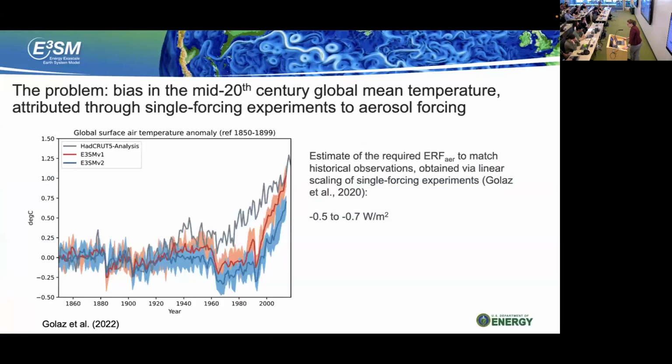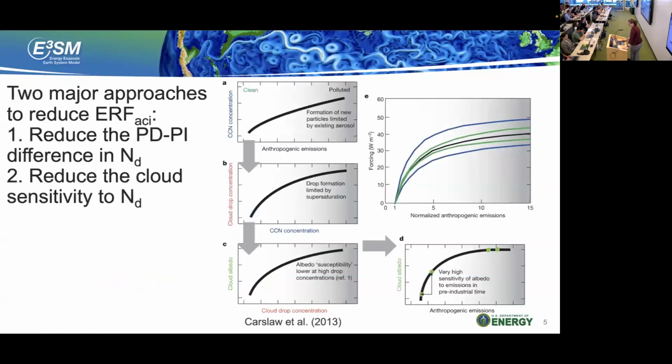So the problem that we had in version 1 and version 2 of E3SM, and you may have seen this figure before earlier this week, was that we had a very strong cooling in the mid-20th century when anthropogenic aerosol emissions are particularly strong. And in the overview paper, Golaz et al. 2022, Chris attributed this through single forcing experiments to being caused by the aerosol forcing, and estimated that we would need to reduce the strength of the aerosol forcing to a pretty significant degree, to somewhere between minus 0.5 and minus 0.7 in our model, to match the historical temperature record.